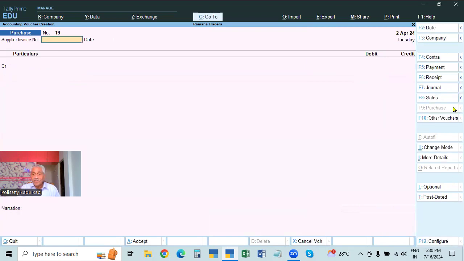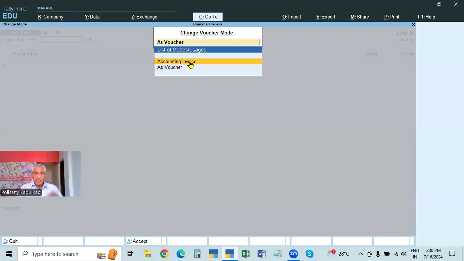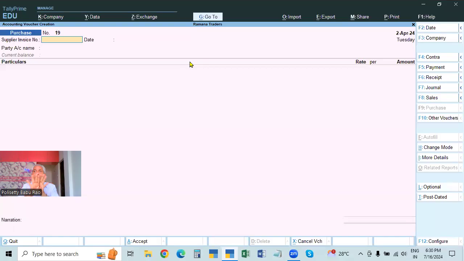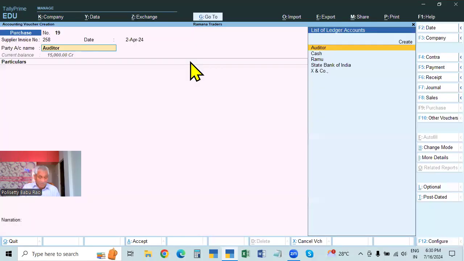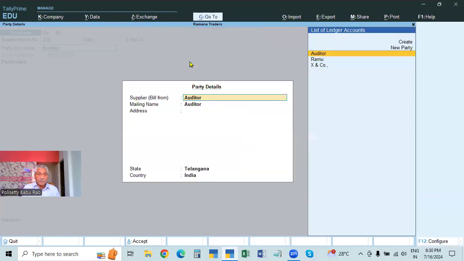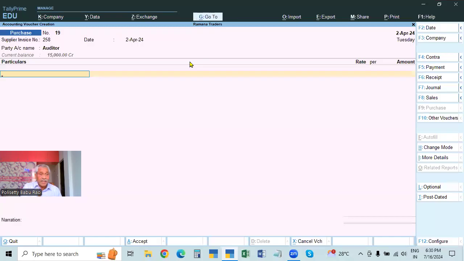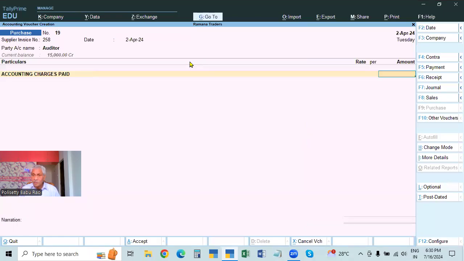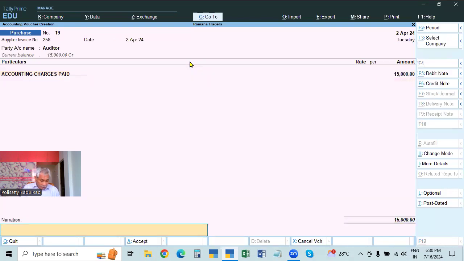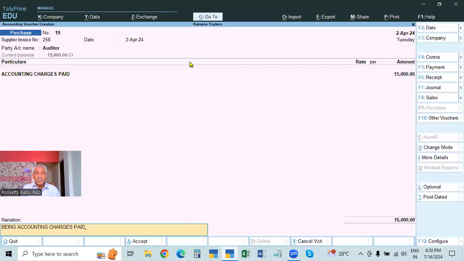Okay. So in the case of double entry, for accounting charges, that is services, only the accounting invoice we have to use. There will be no goods, no item invoice. Okay. So the same thing will be here, and the same thing, auditor account. Party name means auditor, and here except here. What is the expense? So here click the space bar. So accounting charges paid. So what is the amount? 50,000 rupees. Okay, 50,000. The same thing. All are accounting charges paid.